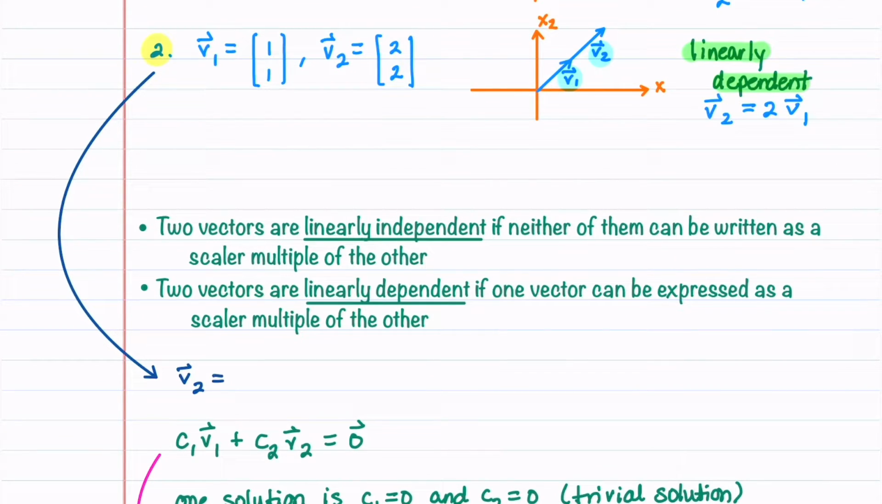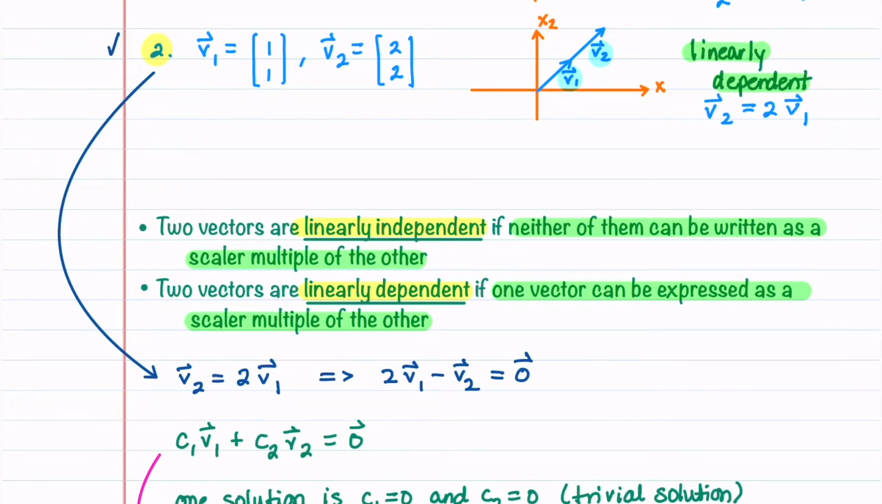Two vectors will be linearly independent if neither of them can be written as a scalar multiple of the other. We can also say that two vectors are linearly dependent if one vector can be expressed as a scalar multiple of the other. In example 2 above, v2 was equal to 2 times v1. We can also write this as 2v1 minus v2 is equal to the 0 vector.